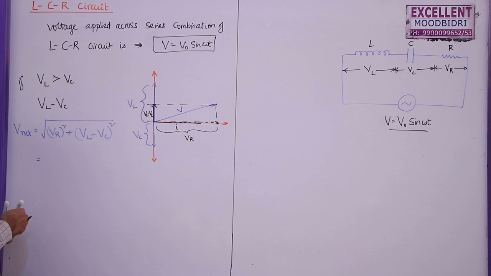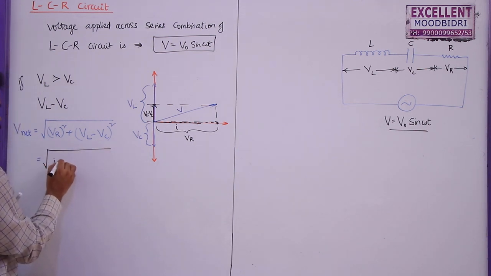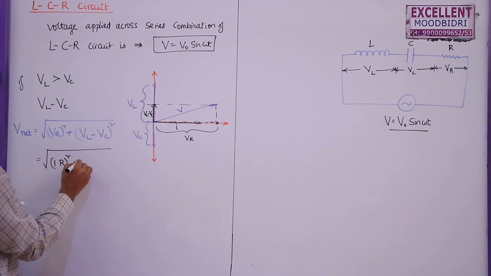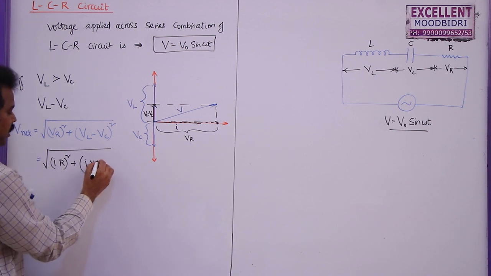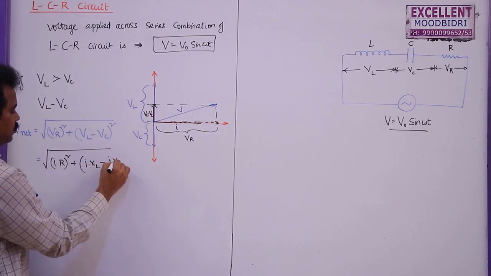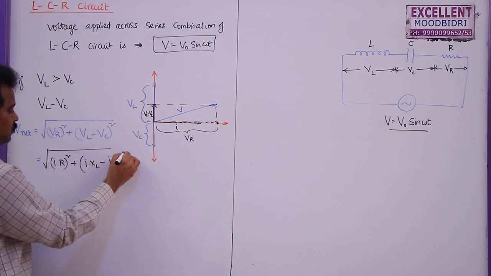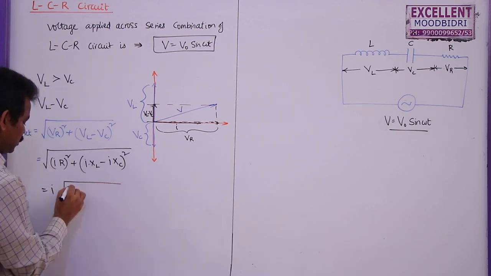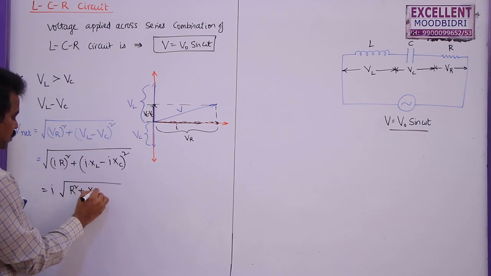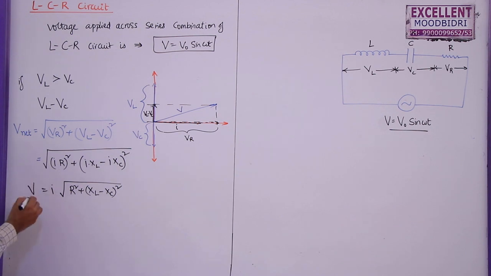So from this we can write VR square as current into resistance whole square. This VL is current into XL minus current into XC. So this is capacitive reactance, this is inductive reactance, whole square. You can take I common. So let me bring this I outside. So the remaining terms are R square plus XL minus XC whole square. So this is V net.